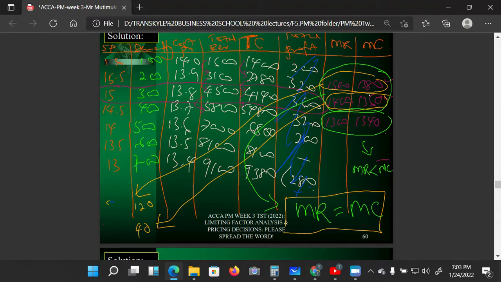So by the end of the day, you can see that the price of $15 has been economically proven to be a profit maximizing selling price. It satisfies the MR equals MC position.